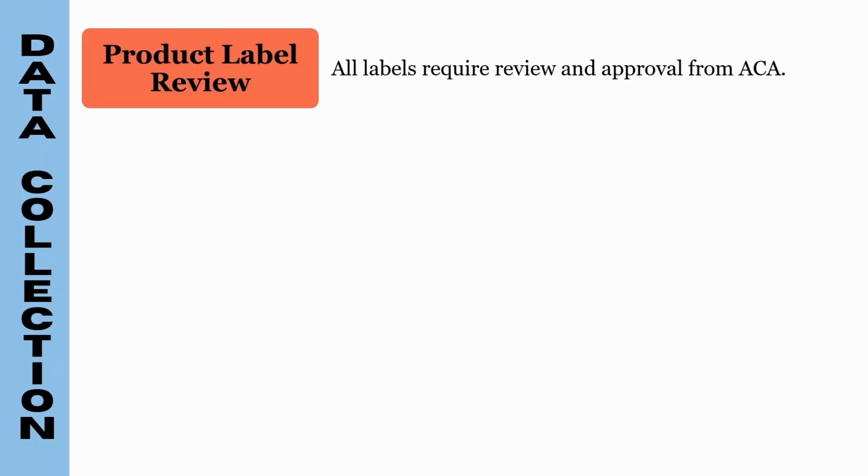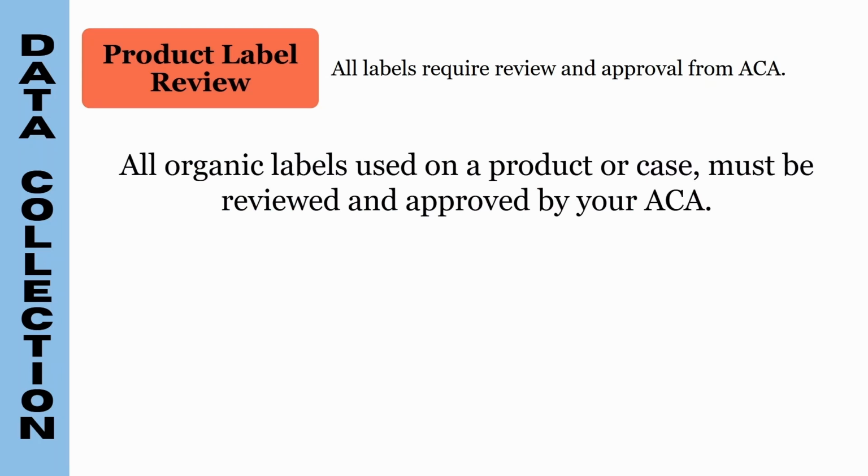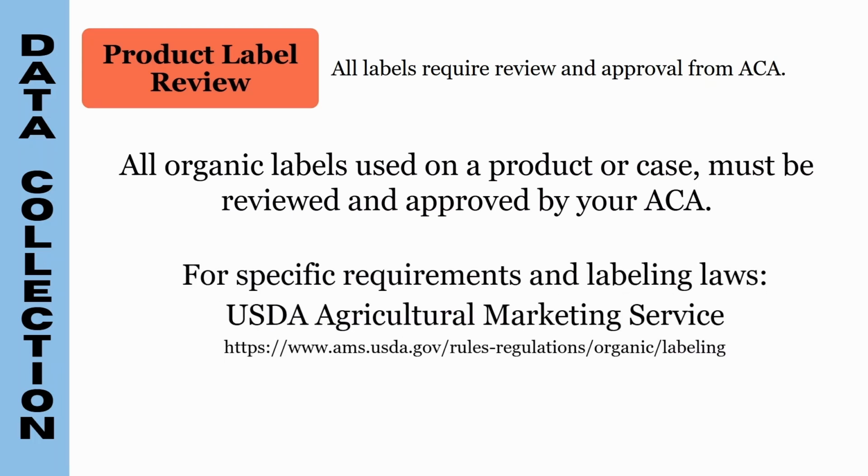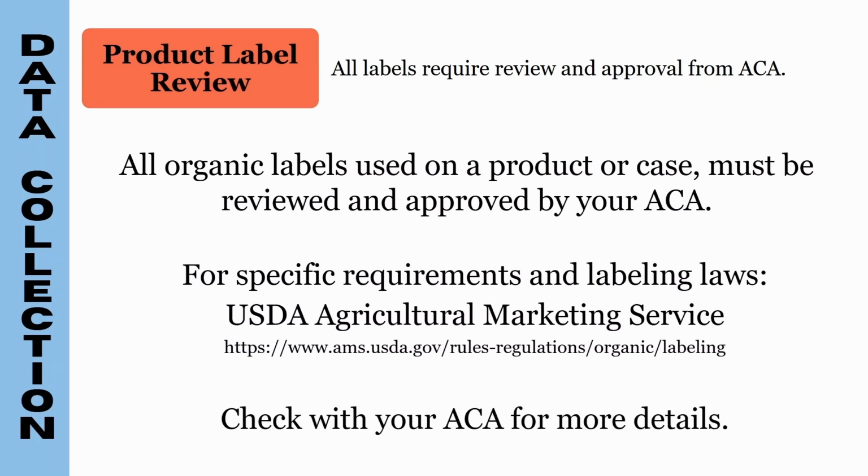All labels must be reviewed and approved by your ACA so that your products comply with organic certification standards and help to maintain the integrity of the organic label. Your ACA makes sure that your labels meet specific requirements and labeling laws of the USDA Agricultural Marketing Service. You can access this requirement at the AMS website provided. The review process is not just a formality, but a key part of maintaining transparency and trust with consumers. The product label with the USDA seal ensures that all organic claims are accurate and verifiable.